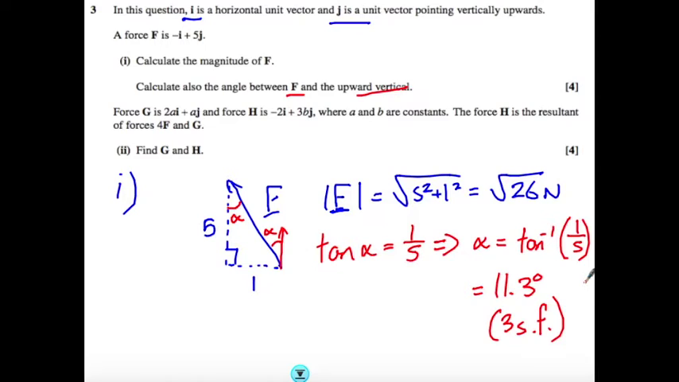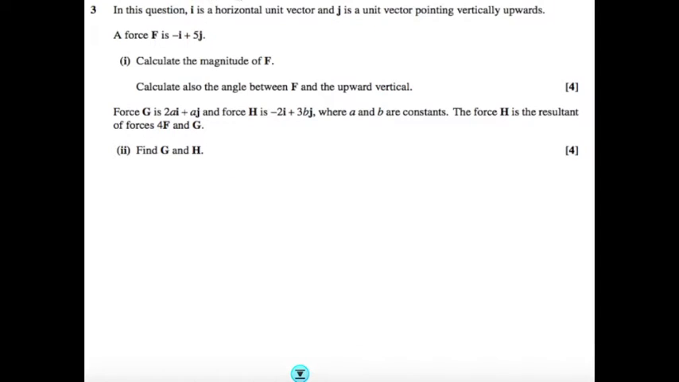Right, good. So for part 2, there's a force G, which is 2ai plus aj, and a force H, which is minus 2i plus 3bj, where a and b are constants, so we don't know those yet. And the force H is the resultant of 4F and G. So in other words, H equals 4F plus G.